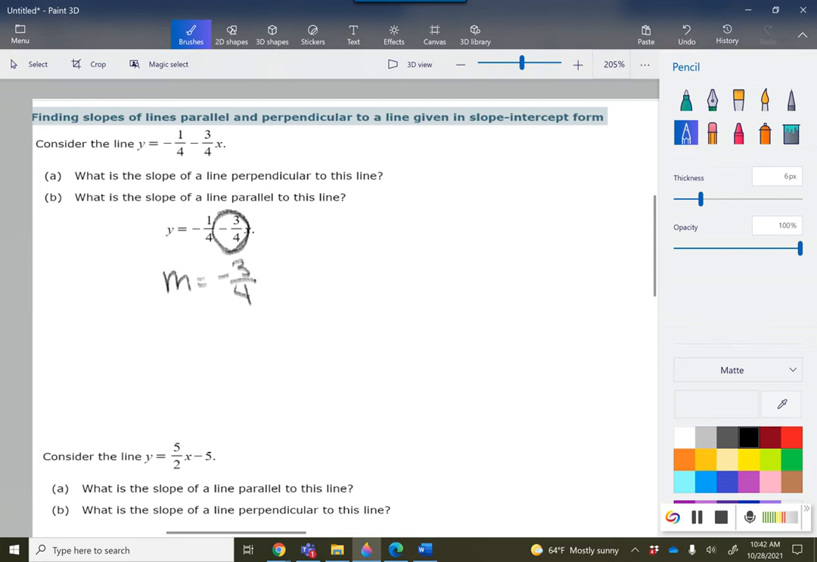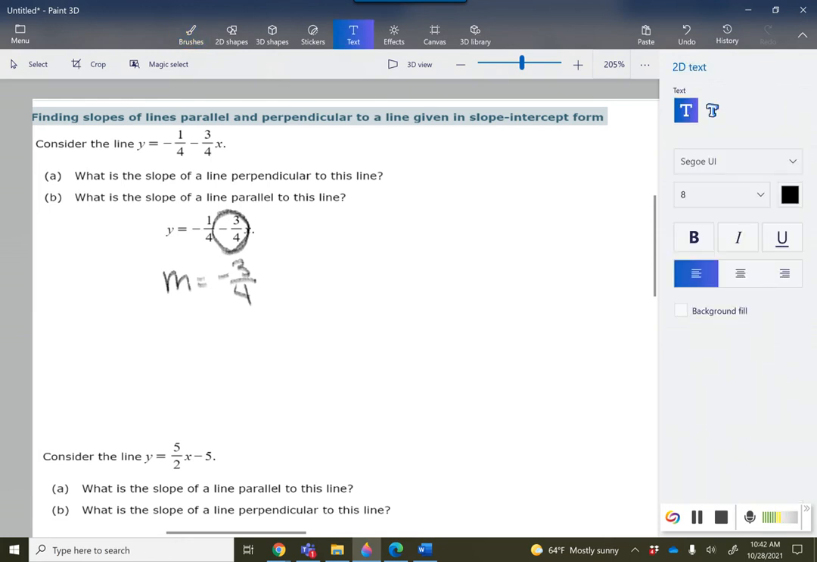Now, parallel, perpendicular. What you need to know. Parallel means they are going to be the exact same. Exact same slopes. Perpendicular, you're going to flip the fraction and change the sign. It's called the opposite reciprocals.